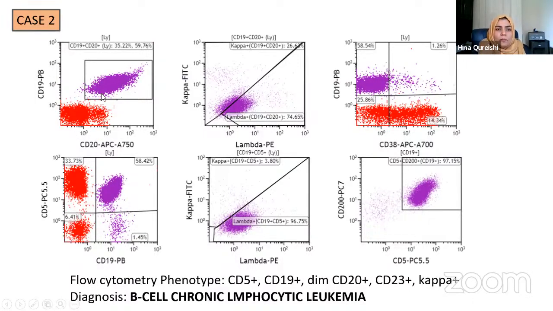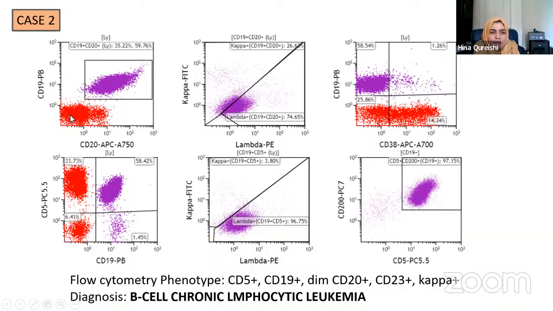So here, the purple population are all the B cells, and you can see that these cells are 19 positive, and then 20 expression is a little bit, you see how the shape of this population is a little bit oval. So that means the 20 expression is a bit variable from low to a little bit higher. So we consider it dim to low 20 expression. And in addition to the 19 and 20, which are B cell markers, this purple population is also expressing CD5.